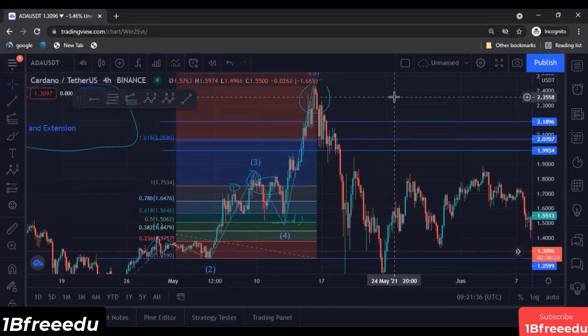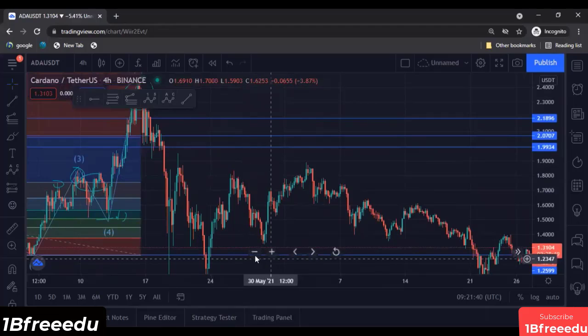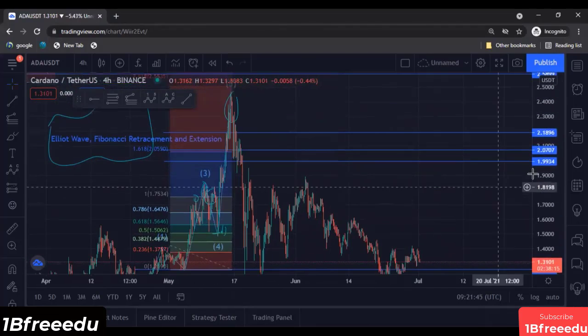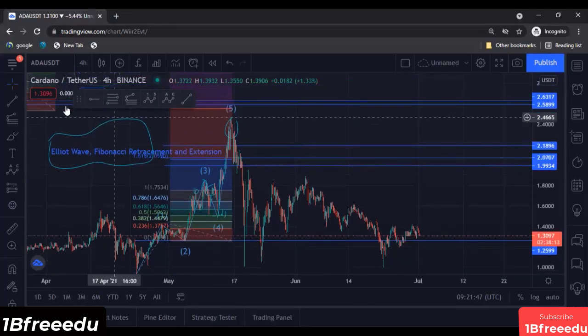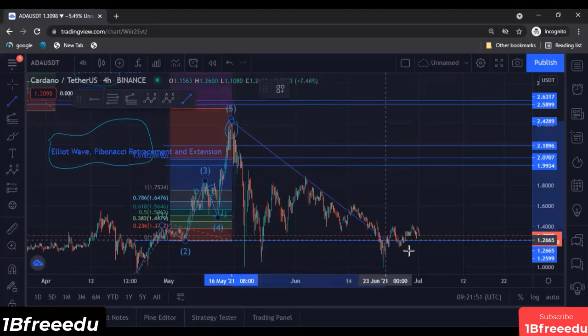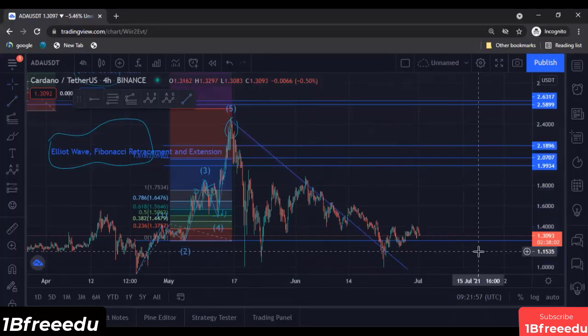So this is basically one of the important tools. And if you can see the latest price movement right here, what we can deduce from here is that after this fifth wave, we can see that there has been, let me draw here. Yeah.